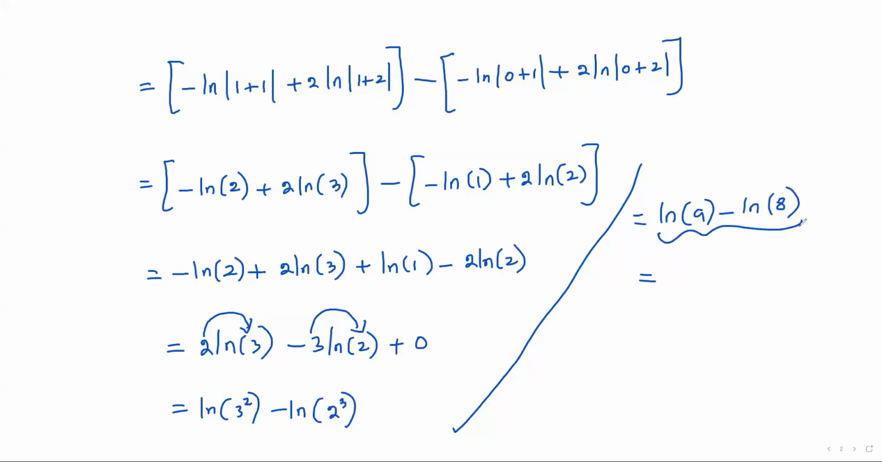Okay, here the two logarithms are in subtraction. So I can use the quotient rule of logarithm. That is, whenever two natural logarithms are in subtraction, we can take the natural logarithm once and divide the arguments 9 and 8. I get 9 over 8. So the evaluation of the given integral is the natural logarithm of 9 over 8.